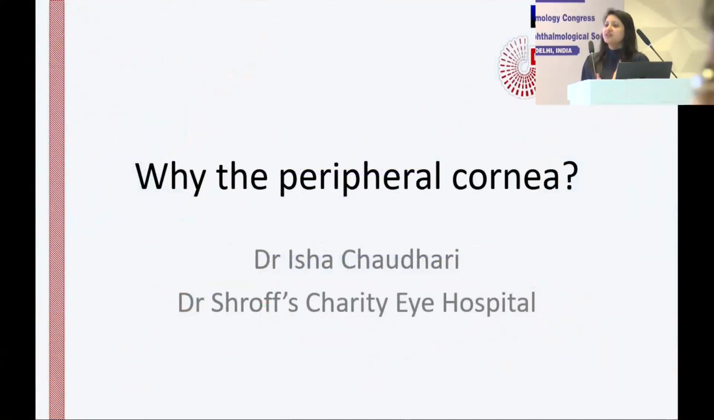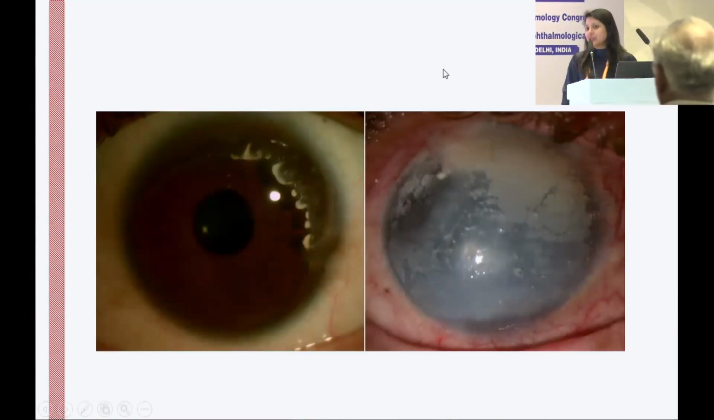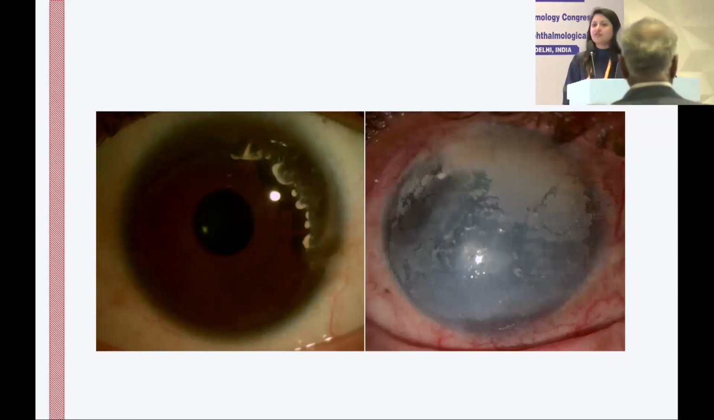William Shakespeare once said, what is in a name? But there is something in the name. When we're talking of peripheral ulcerative keratitis, we have the word peripheral in the name. So why only peripheral?